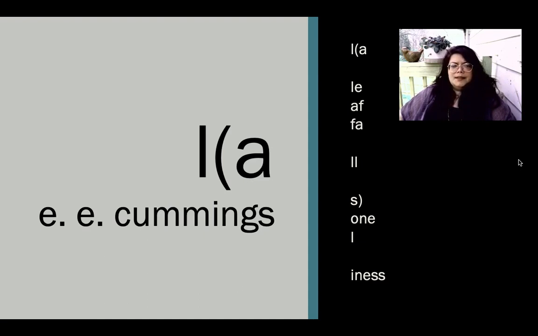So E.E. Cummings, a leaf falls, loneliness. And so what he's doing is he's imagining the most isolated symbol that he can, and he's trying to recreate that sense of isolation and loneliness and loss. And so it's the image of the single leaf. A leaf falls, one, loneliness, right?